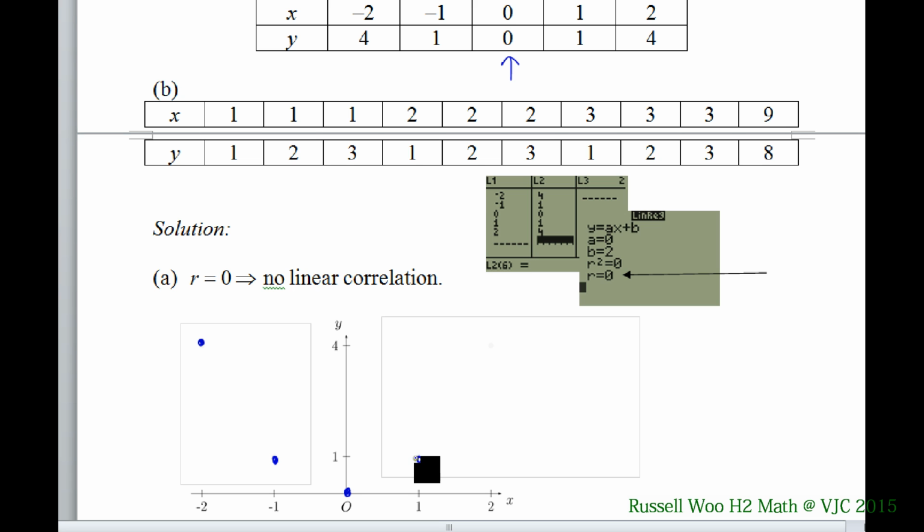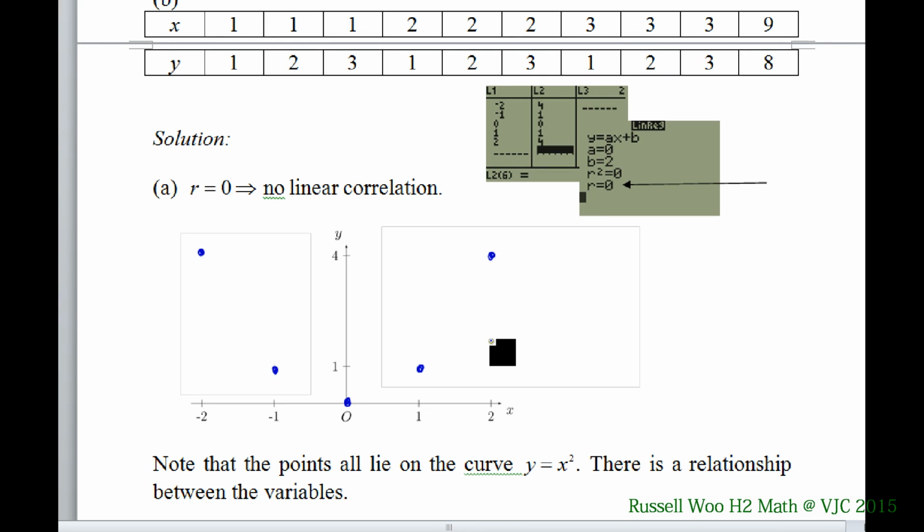1, 1 is another point here. 2, 4 is another point here. This is your scatter diagram. Done. You either mark it with a dot or cross. Actually cross is okay. Dot is also fine. Just do a bigger dot.